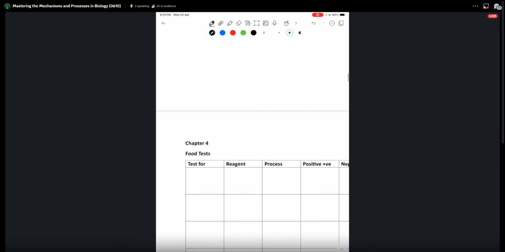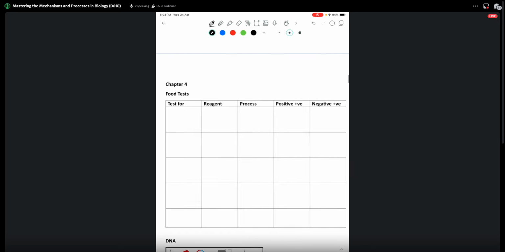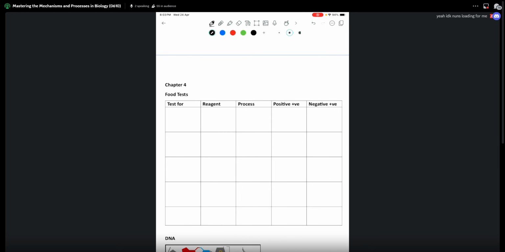Okay. All right, now we will enter chapter 4. For chapter 4, this will be the food test. I just want to recap the food test with everybody. So make sure that you must know this. 100% it is going to come out in paper 6. There's no way to avoid this. Okay, so let's refresh the food tests, and also paper 2. They sometimes can come out.